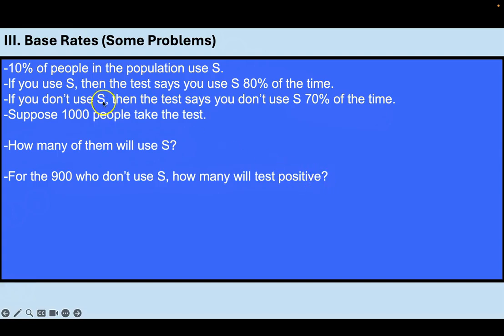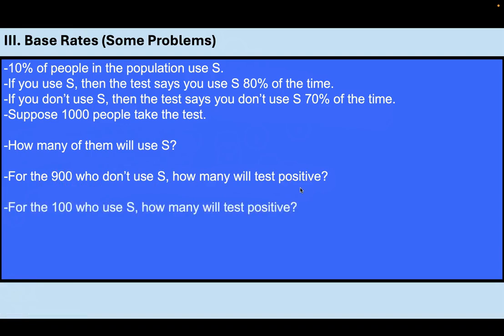Well, if you don't use, the test says you don't use 70% of the time, which means if you don't use, the test says you do use 30% of the time. So 30% of that 900 are still going to test positive. So that's 270. For the 100 who use the steroid, how many will test positive? Well, if you do use it, it says you use it 80% of the time, so it's going to get 80 of those 100 people using the steroid.